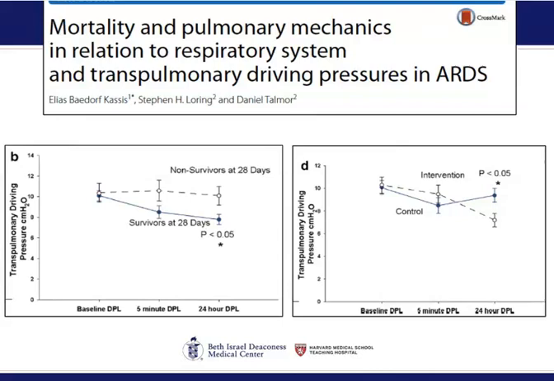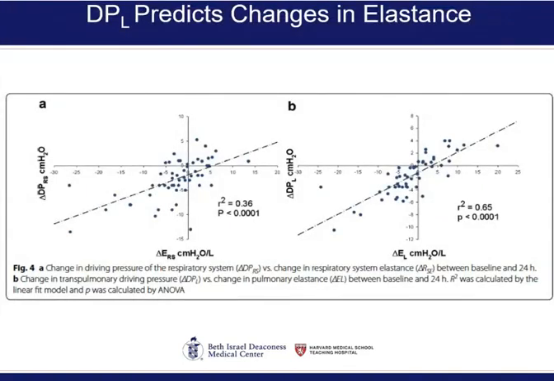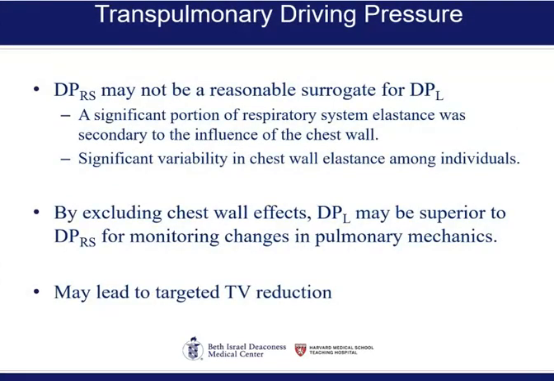Another way of looking at this, so we talked about the driving pressure, but by separating the chest wall and the lung, we can calculate the actual transpulmonary driving pressure. And in data, we showed the transpulmonary driving pressure actually predicts better the elastance of the lung than does the respiratory system driving pressure. Why? Because it eliminates the influence of the chest wall. The driving pressure of the lung is actually what we're interested in. We're not interested in what happens to the chest wall. And it may also allow us to target tidal volume reduction.